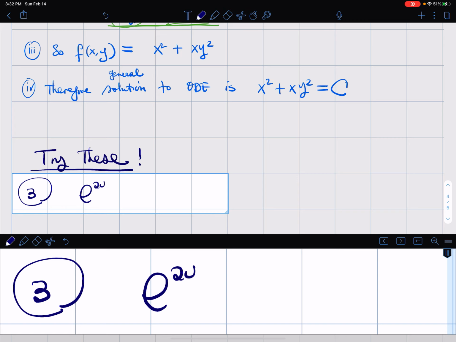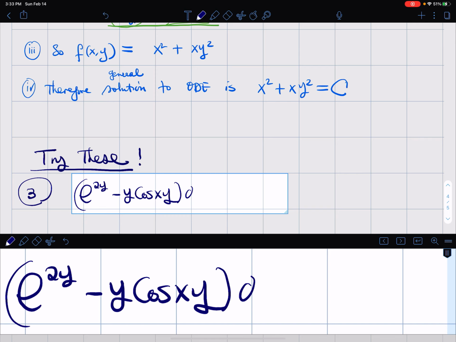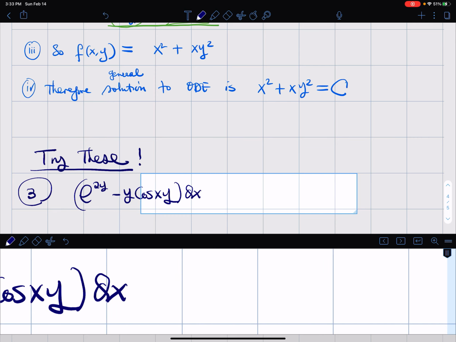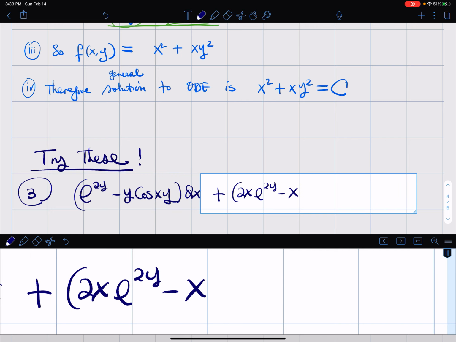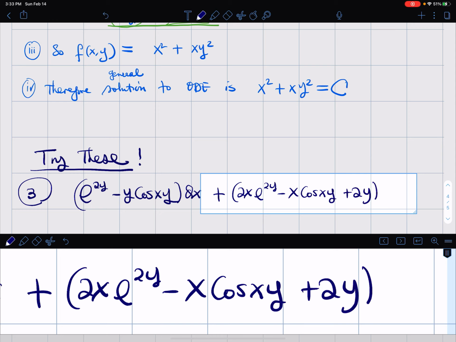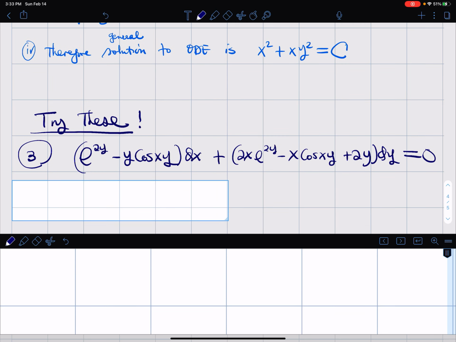Number three: e to the 2y minus y cosine xy dx plus 2x e to the 2y plus x cosine xy plus 2y dy. It looks like a lot, but it's actually very easy.